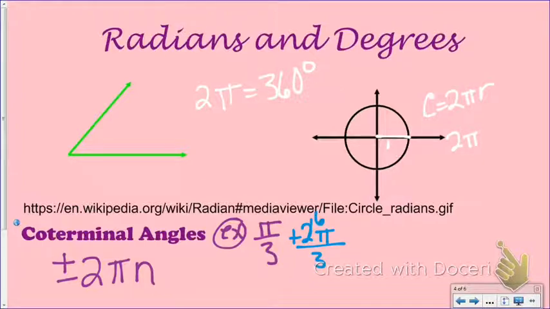Then I can add across the top, and I keep that common denominator. So a coterminal angle to pi over 3 would be the angle 7 pi over 3. I also could have subtracted 2 pi, and again with that common denominator, I would have had an additional coterminal angle of negative 5 pi over 3.